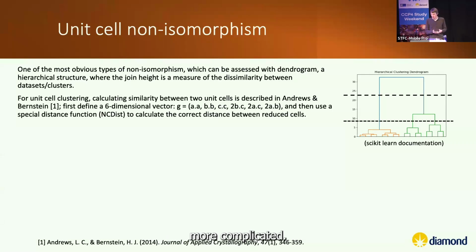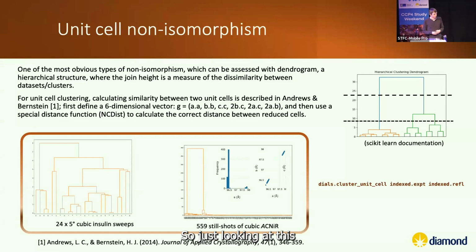Unit cells are a bit more complicated. You have 6 degrees of freedom. You've got the cell axes, but also the angles between them. So the way you have to do this is to define a special function. Andrews and Bernstein define this NCDist function. Basically, it has to be done in a 6-dimensional space and take into account the symmetry as well.